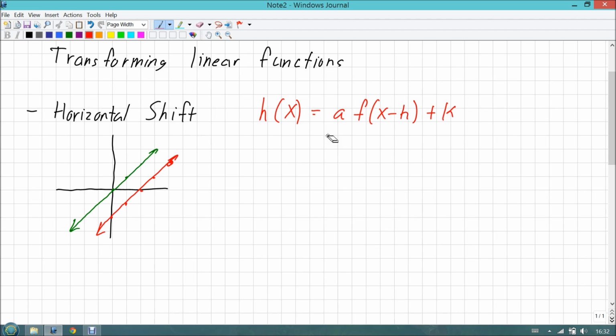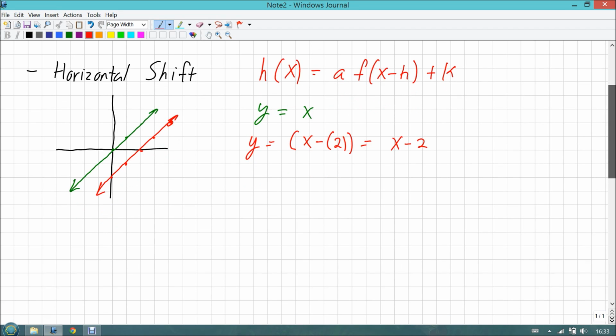So because this was a horizontal shift, and we were looking at the equation in green being y equals x, the horizontal shift occurs on the interior portion of our function. But our function is just plain old x. So the way we would write that would be y equals (x minus whatever our horizontal shift was). Since we are shifting to the right 2 spaces, we would say 2. Now, doing some fancy arithmetic, we can drop the parentheses and we get y equals x minus 2. So there's a horizontal shift.